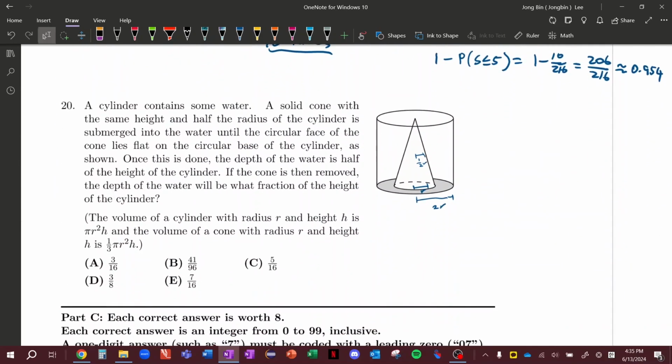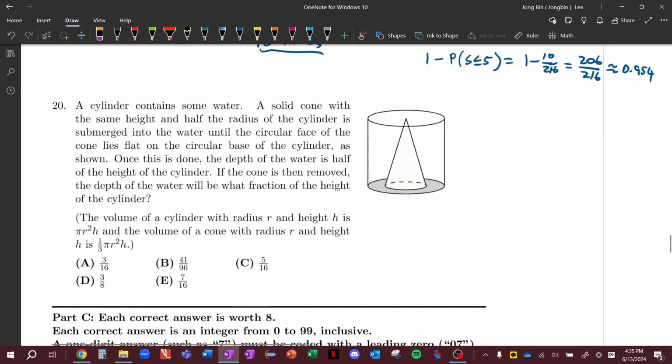Okay, here we're already at the last question of part B. So a cylinder contains some water, a solid cone with the same height and half the radius of the cylinder is submerged in the water until the circular face of the cone lies flat on the circular base of the cylinder, as shown. Once this is done, the depth of the water is half of the height of the cylinder. If the cone is then removed, the depth of the water will be what fraction of the height of the cylinder?